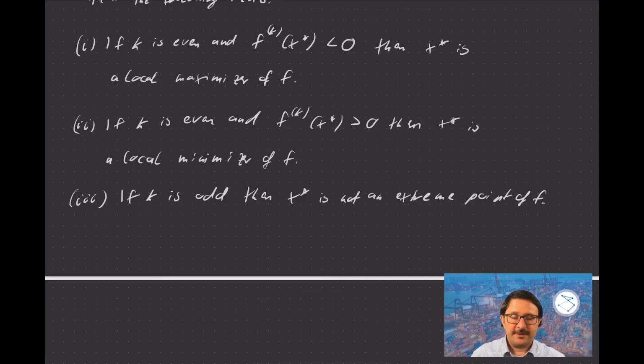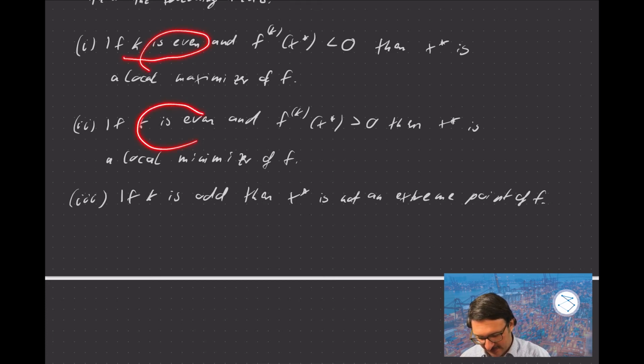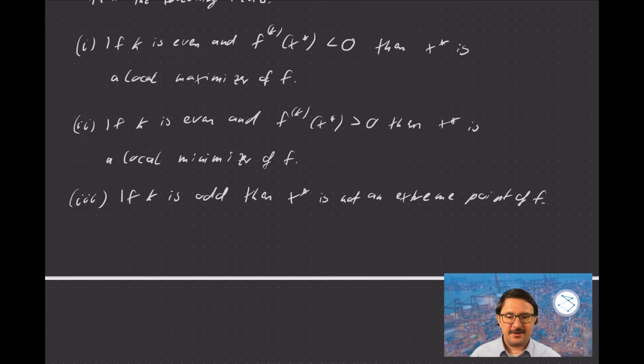So if the second order derivative is still equal to 0, but the third order derivative is not, then we can be sure that x star is not an extreme point. If the third order derivative is still 0, but the fourth order derivative is not, then we can again use these here, and we're again back in the case k is even. And that's a generalization here.